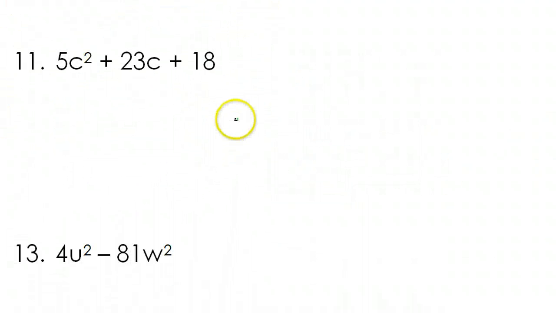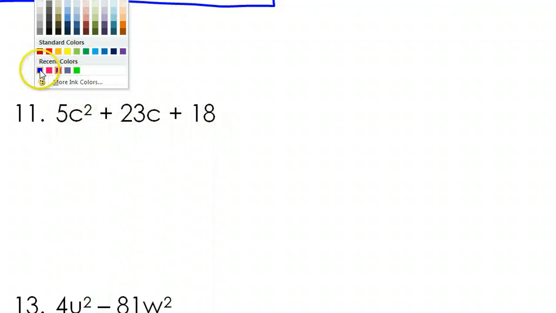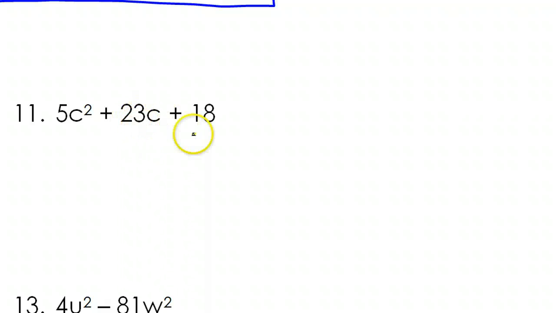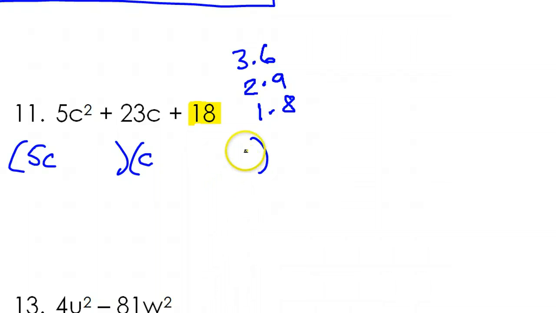Okay, take a look at number 11. Is there a common factor here? I don't see one. 23 is prime, so let's go ahead and rock the binomial times binomial. 5c squared can only be 5c times c. But jump over and look at that 18. 18, let's see, it could be 3 times 6, or it could be 2 times 9, or it could be 1 times 18. Alright, I think that's all of them.